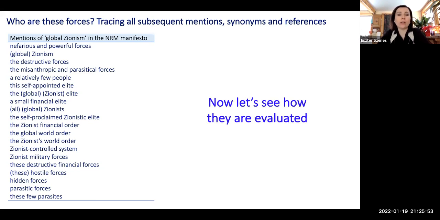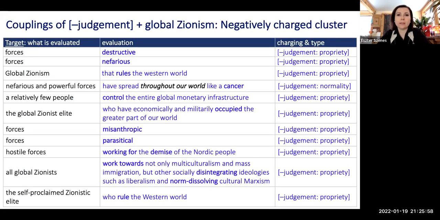So then we're interested in how they're evaluated. Just an illustrative example here. If we look at these references and synonyms, you see that the evaluation of global Zionism is exclusively negative. Most of the resources that the Nordic resistance movement chose to describe them by is negative judgment propriety, in some cases negative judgment normality. But overall, looking at the same kind of target evaluated by a repeated pattern of negative judgment together construct a negatively charged cluster.